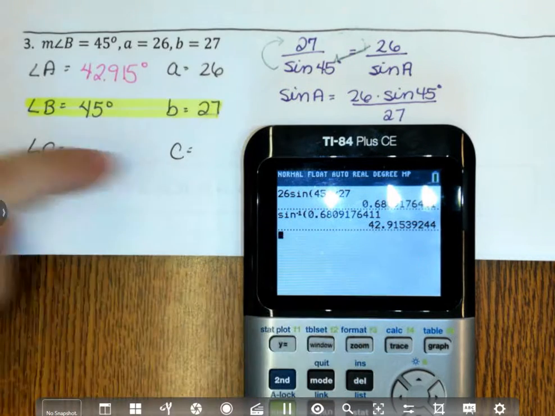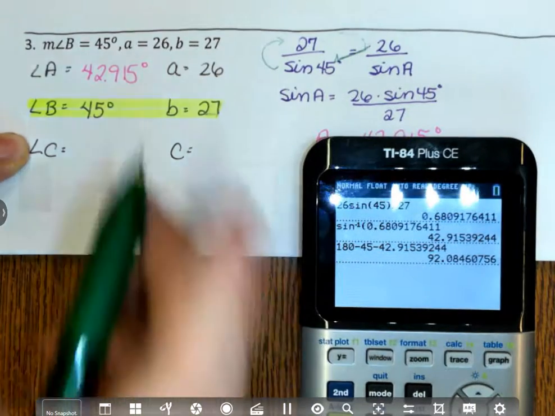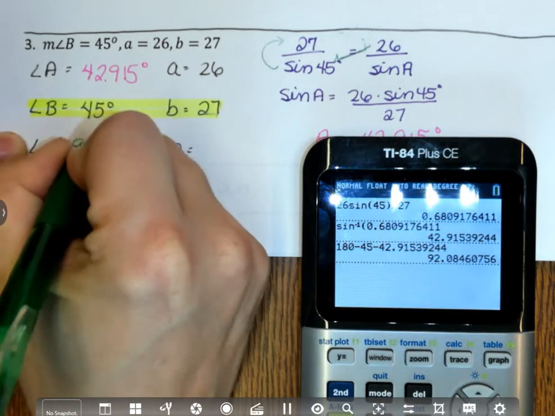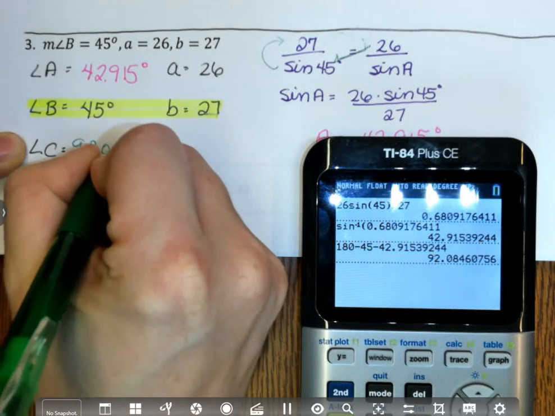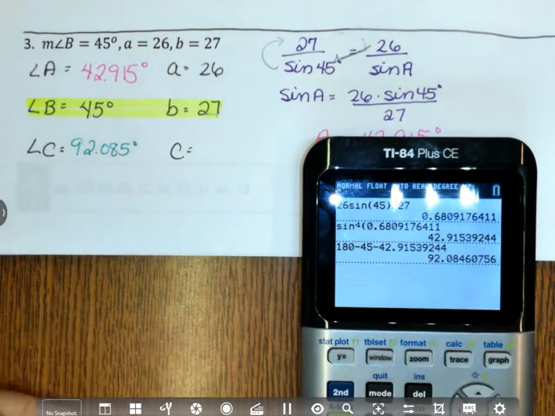So the way that I do that, how do I find my third angle? Angles in a triangle do what? 180. So I'm going to do 180 minus 45, arrow up, grab it, and that. So I get my third angle is 92.085 degrees. See, I will round it to write it down, but I'm not rounding it in my calculations.